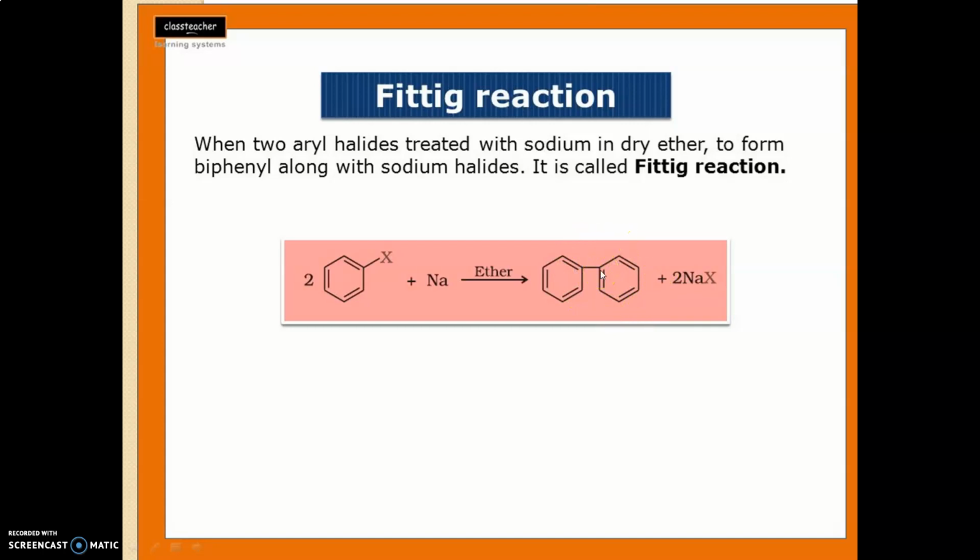This is about the chemical reactions of haloarenes. This much about this chapter.